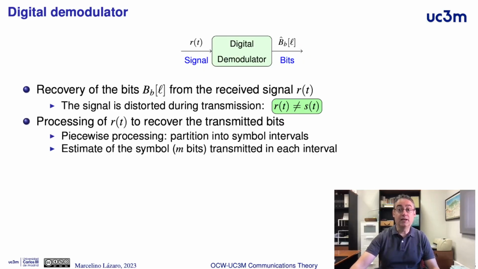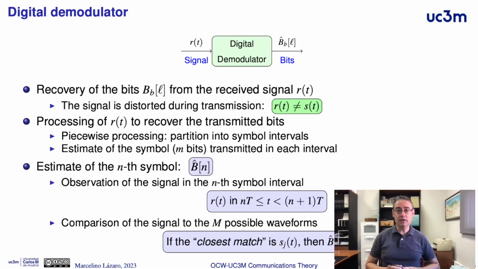The processing of the received signal is piecewise. The time is split in intervals associated to every symbol, and the signal in each interval is processed to try to recover the symbol, the block of n bits that was transmitted in this interval. To estimate the nth symbol, the observation interval is the symbol interval for this symbol, which is the range between n times the symbol time duration and n plus 1 times the symbol time duration.